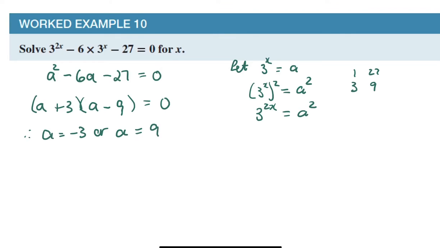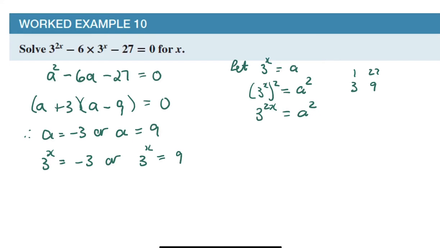What is a? a equals 3 to the power x. So 3 to the power x equals negative 3, or 3 to the power x equals 9.